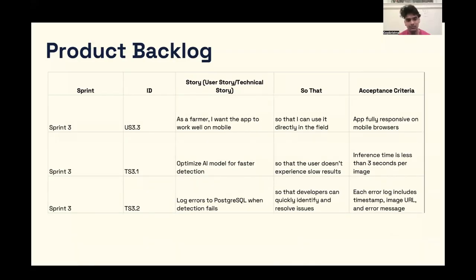So for faster disease detection, nobody likes waiting for the results. The AI model is being optimized to deliver the disease detection result in less than 3 seconds per image.